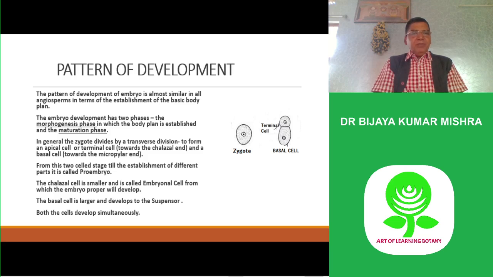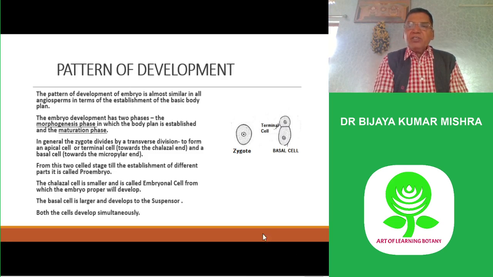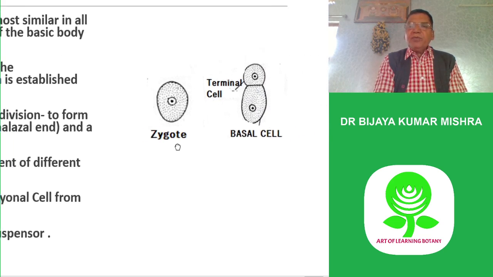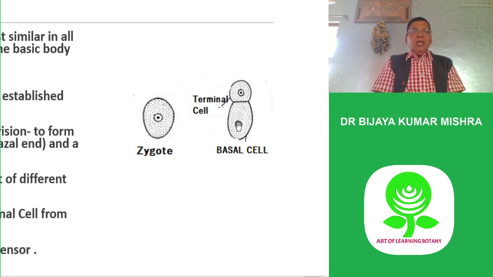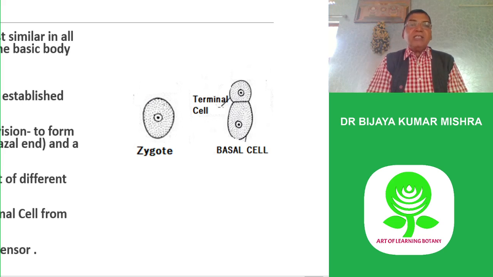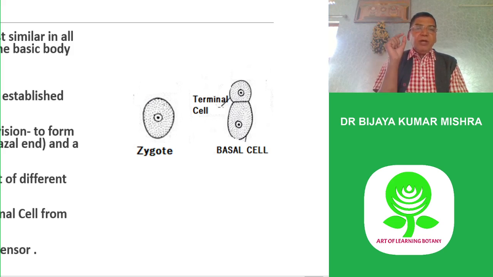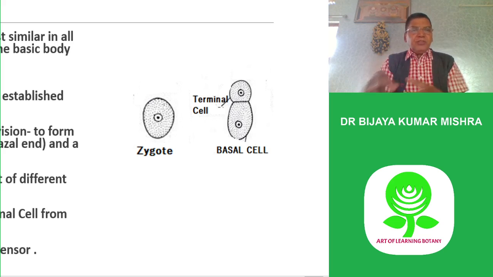Now the zygote, which is now polarly oriented, divides by a transverse division, and this division you can see here, to form a basal cell, which is toward the lower pole or the micropylar region, the posterior pole, you can say lower pole. The basal is the larger cell, and the small one is called the terminal cell, the apical cell, which gives rise to the embryo proper. This remains toward the chalazal or the apical region. Actually, the proper embryo is formed from the terminal cell, and the basal cell gives rise to the suspensor. Right? It gives rise to the suspensor that pushes into the endosperm and brings nutrition to the embryo.